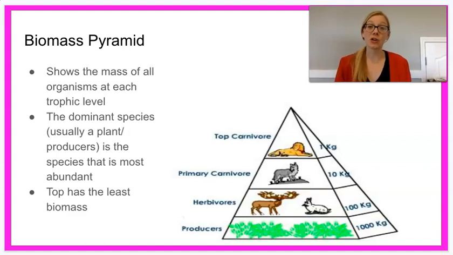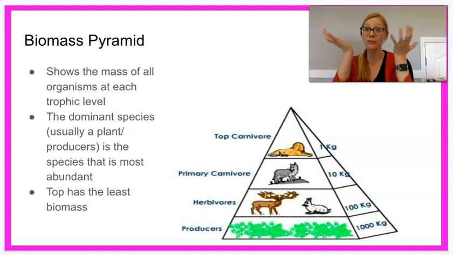We can also have a biomass pyramid. This shows us the mass of all the organisms at each trophic level. The dominant species, you could say the species at the bottom, the most of it is typically your plant or your producer, right? Because it supports everything above it. And we need to have lots of them because of that 10% rule.